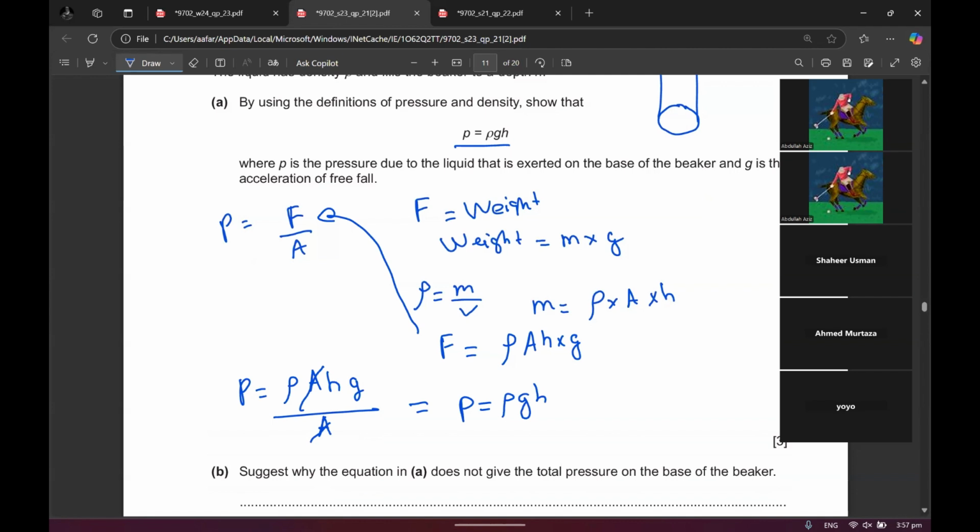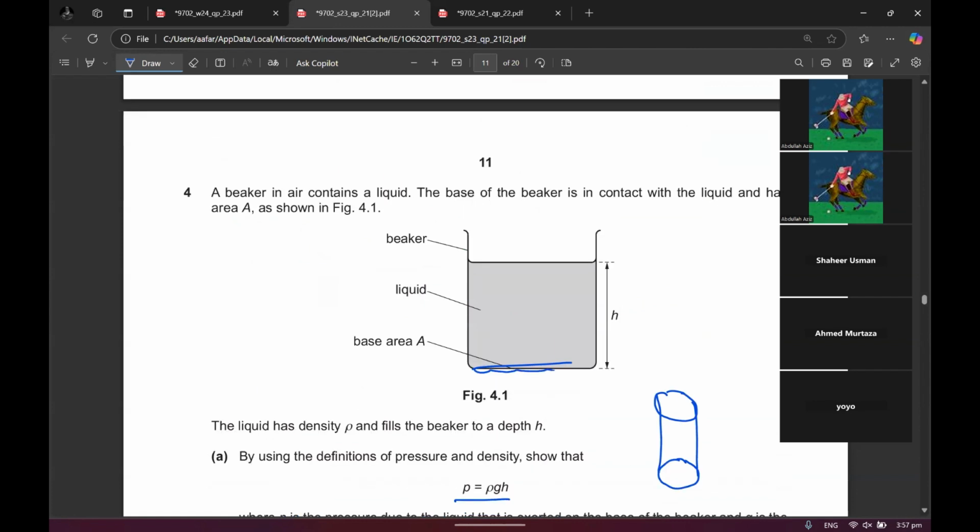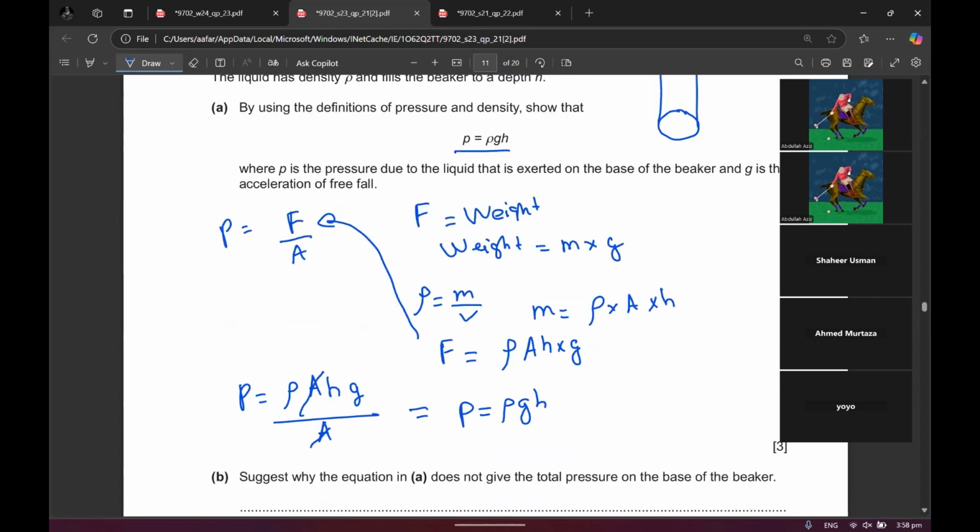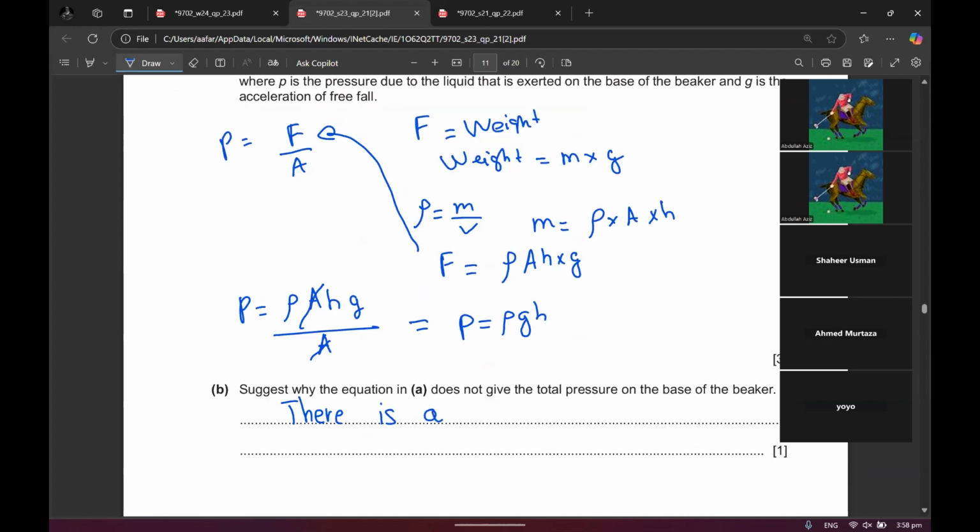Suggest why the equation in part A does not give the total pressure on the base of the beaker. Because the base does not only contain the pressure from the weight of this liquid, right? It has a lot of air above it as well. So it's not taking into account the atmospheric pressure, or the air pressure. You can also call it atmospheric pressure.